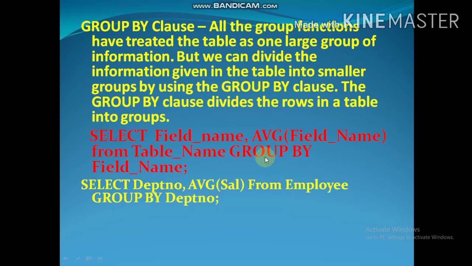Group by, I use the field name. Here I use select department number, average salary from employee. Employee is the table name. Group by department number. According to the department number, it displays the salary of the employees.